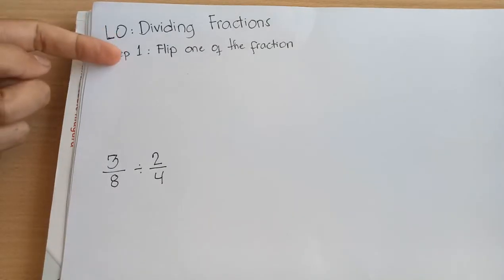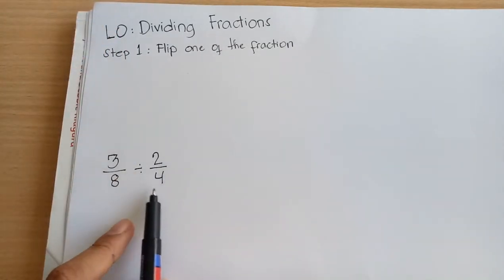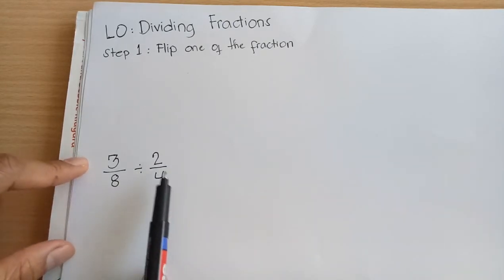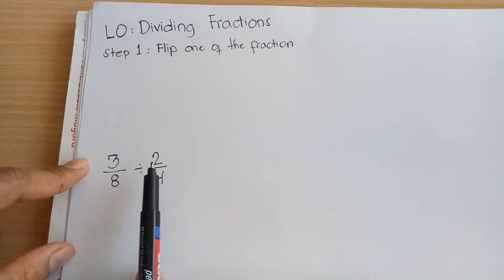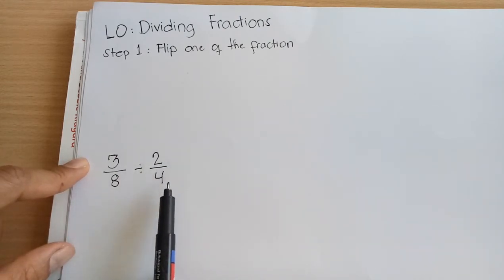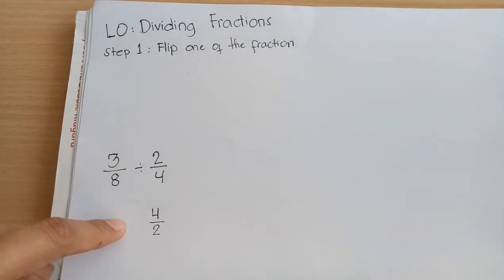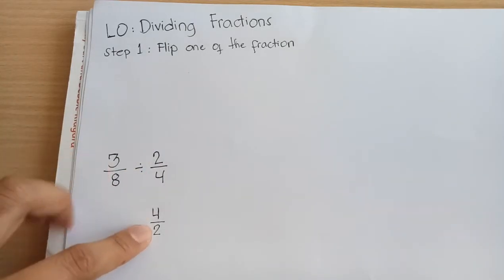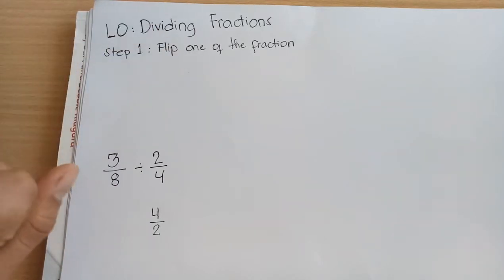So as the step one says, flip one of the fractions. Let's say we are going to flip the second one. So how to do that? You're just going to swap the numbers. The denominator will be on top and the numerator will go down. That's how you flip it. I'm going to write it here. So this is how it's going to look now. From 2/4, it's going to be 4/2. That's how you flip one of the fractions.